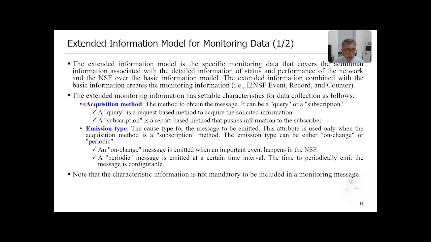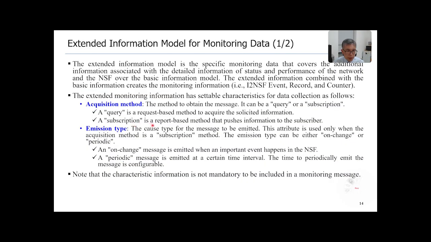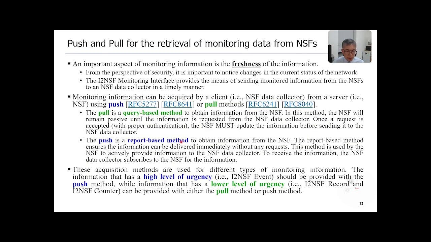So we have two kinds of fields for extended monitoring information: acquisition method and emission type. The acquisition method is how to obtain the message: query or subscription. Query is a request-based method to acquire the solicited information, similar to pull. And subscription is a report-based method that pushes information to the subscriber, like push, okay?